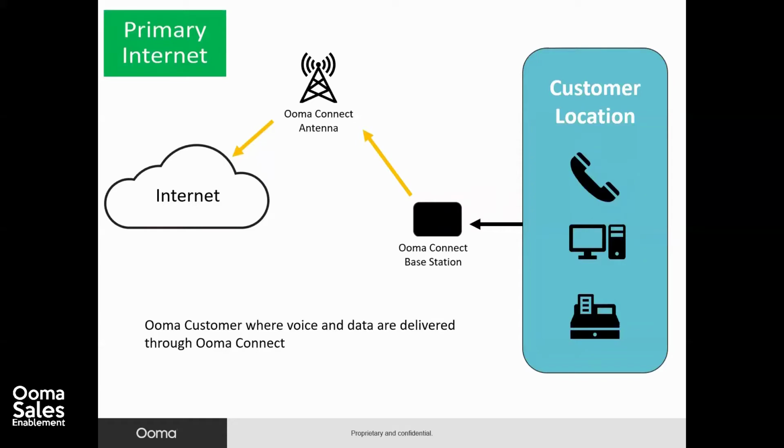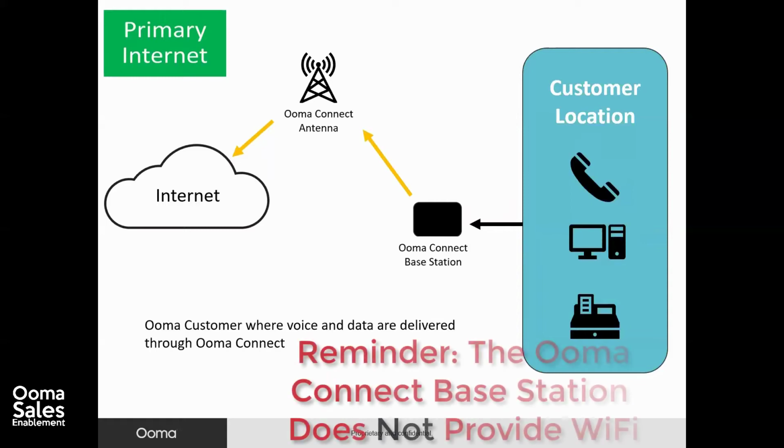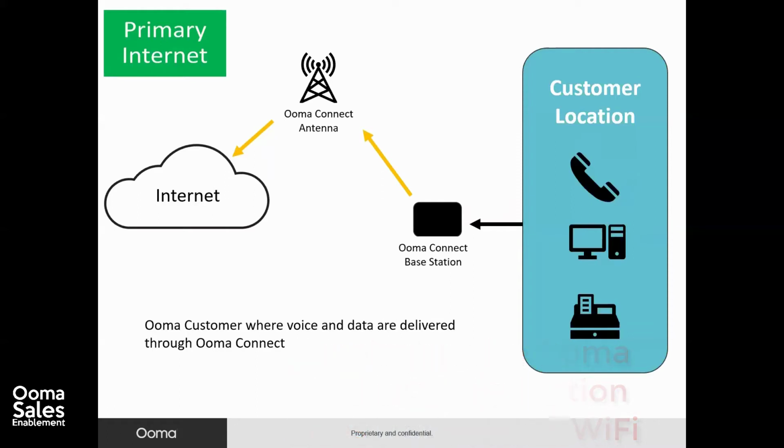One thing to keep in mind with primary internet, or really with any of these setups, is if any of these devices want to use Wi-Fi, our base station does not give Wi-Fi, so they would need to put a device that is Wi-Fi enabled in order to give Wi-Fi to these different pieces of equipment.